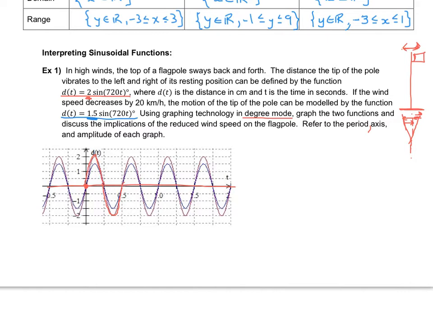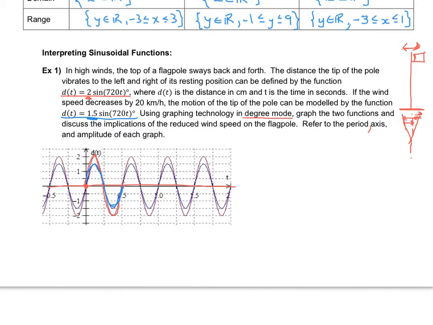When we look at the period, it is 0.5. So it takes a total of 0.5 seconds to move from the center to the right, back to the center, to the left, and back to the center again. It takes half of a second for that one cycle of vibration to happen. That's true even if the wind decreases in speed, because if you look at the blue function, it also has that period. So it's still taking half a second for it to complete its vibration.